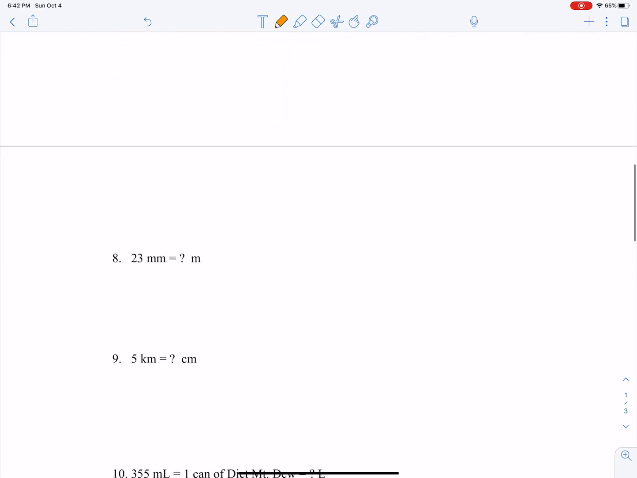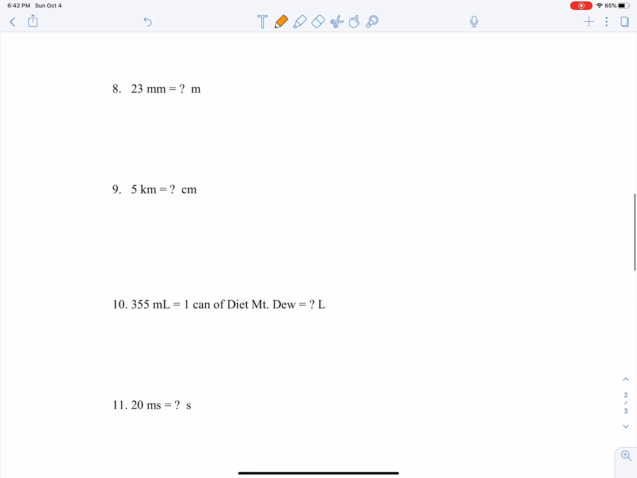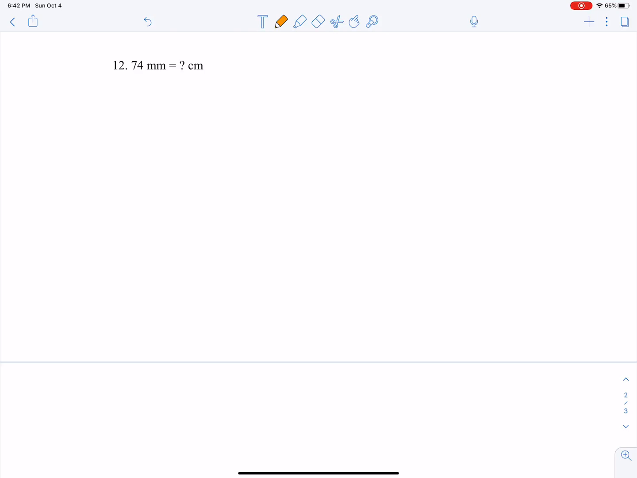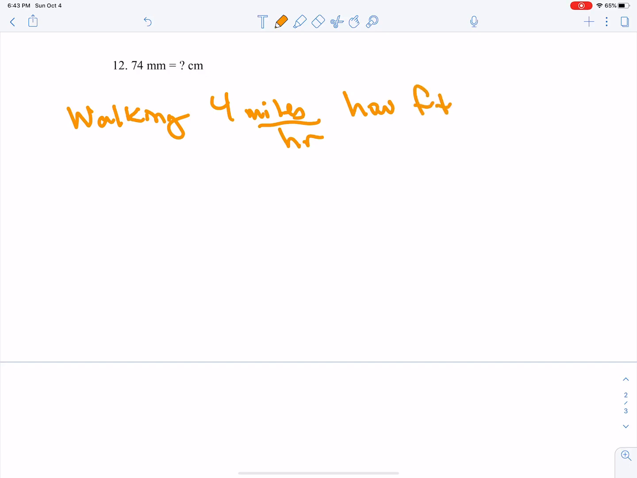Okay, let's see what else we have. We'll practice a few more. Let's try something where we have 2 units. So if I am walking four miles per hour, how many feet per second does that equal?